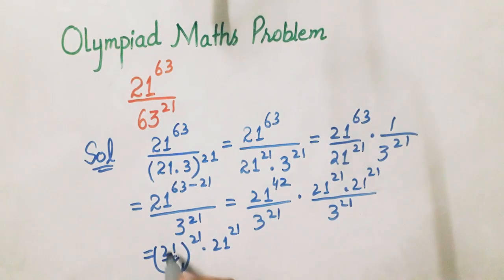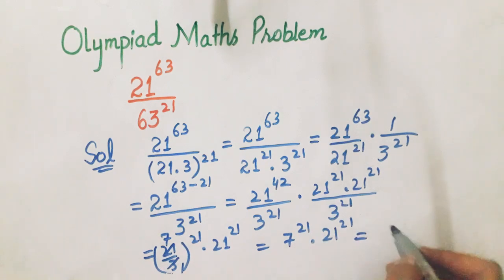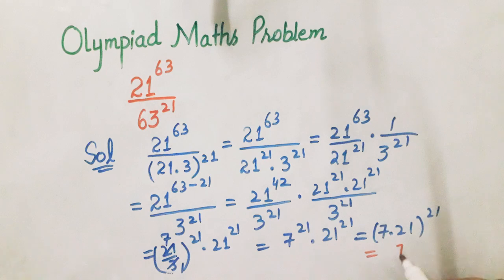Now 3 ones are 3 and 3 sevens are 21. This is equal to 7 raised to power 21 and 21 raised to power 21. Now we will write 7 in the common power 21. So 7 multiplied by 21 raised to power 21. It means that 7 multiplied by 21 will be 147 and the power is 21. So this is the answer.